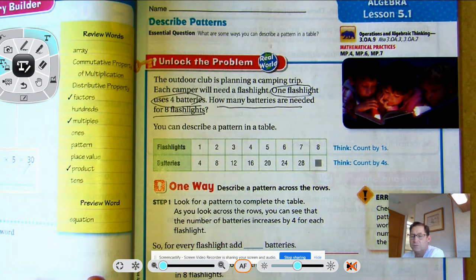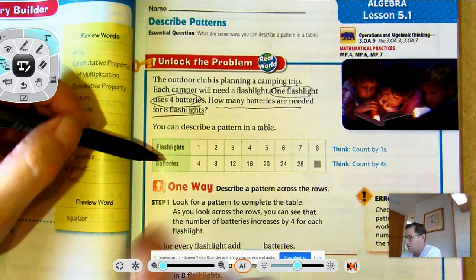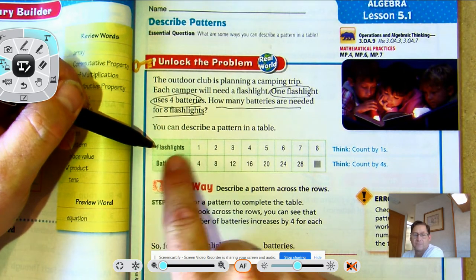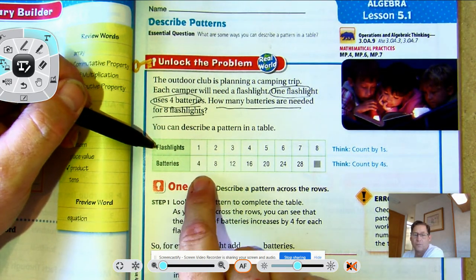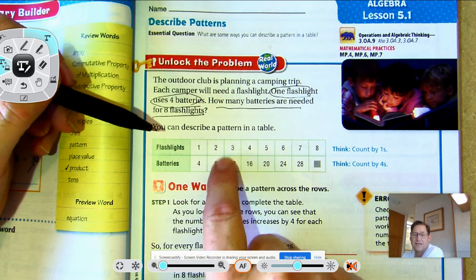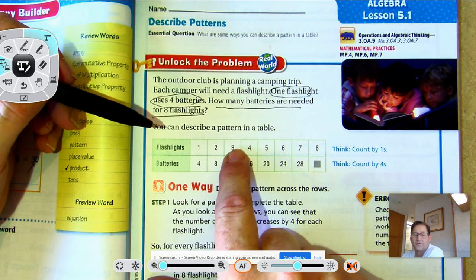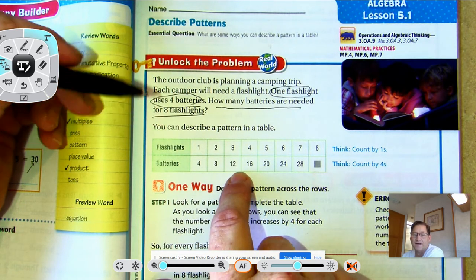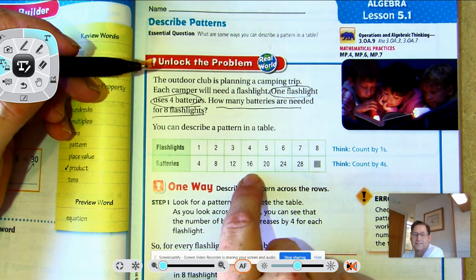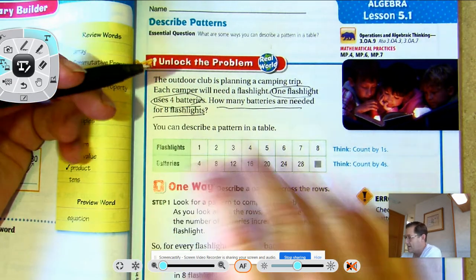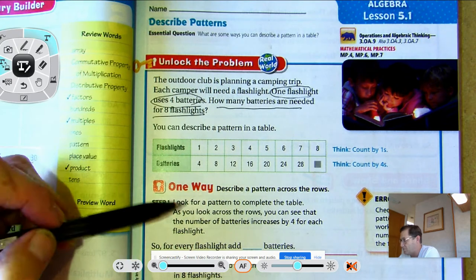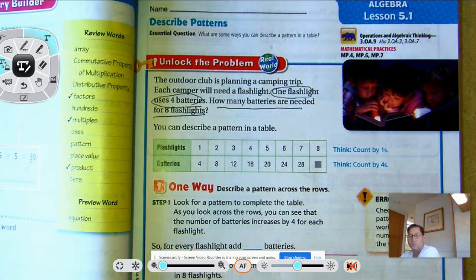Well, we can use a table to figure this out. So we can have flashlights at the top. For one flashlight, it takes 4 batteries. For 2 flashlights, it takes 8 batteries. For 3 flashlights, it takes 12 batteries. 4 flashlights, 16 batteries, and so on. Okay. So one way to solve this problem is to describe a pattern across the rows.